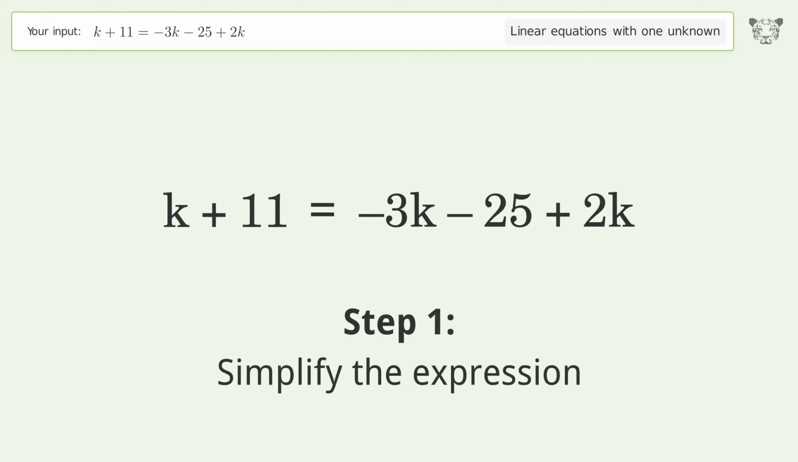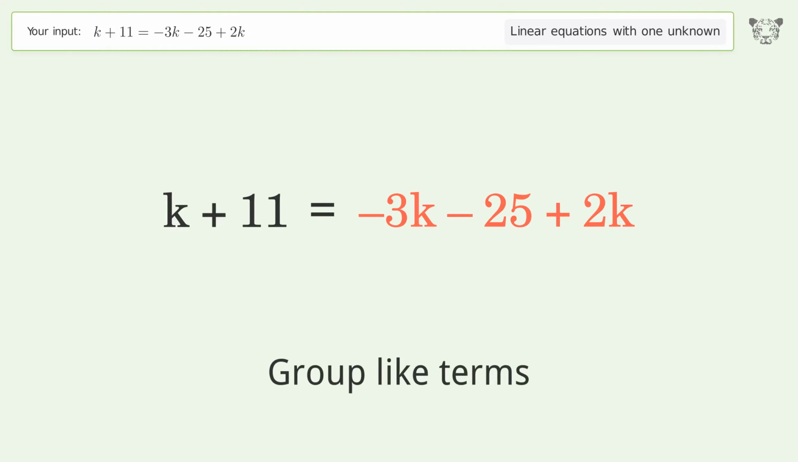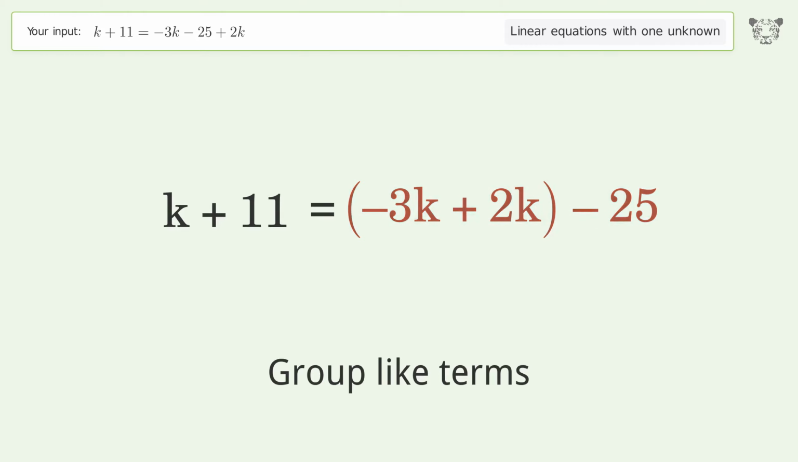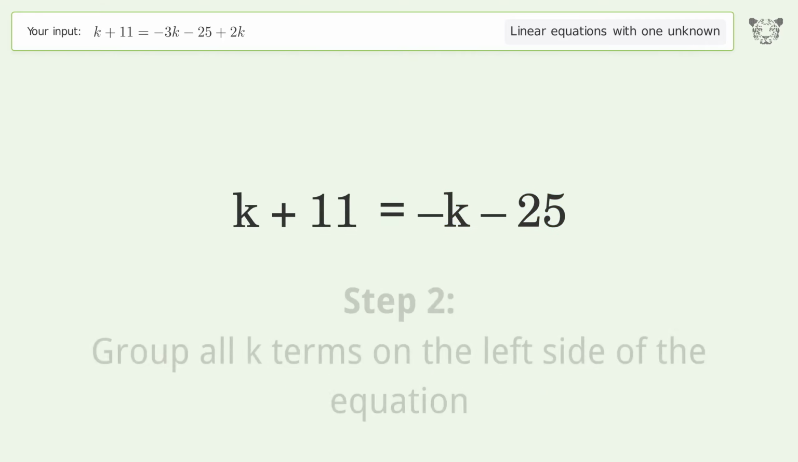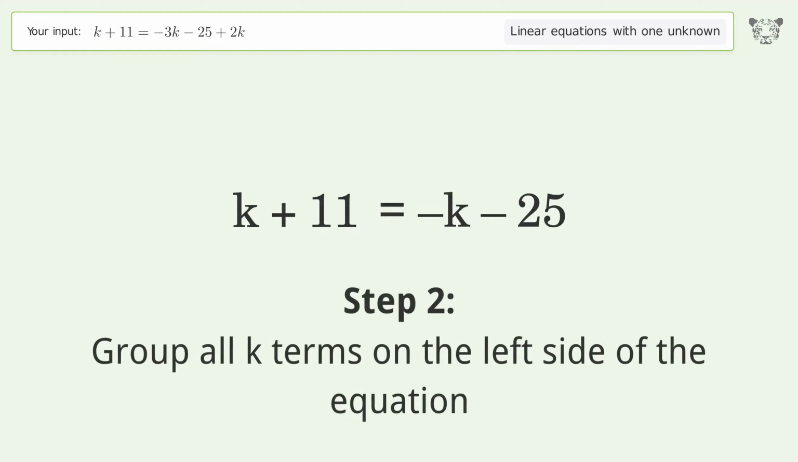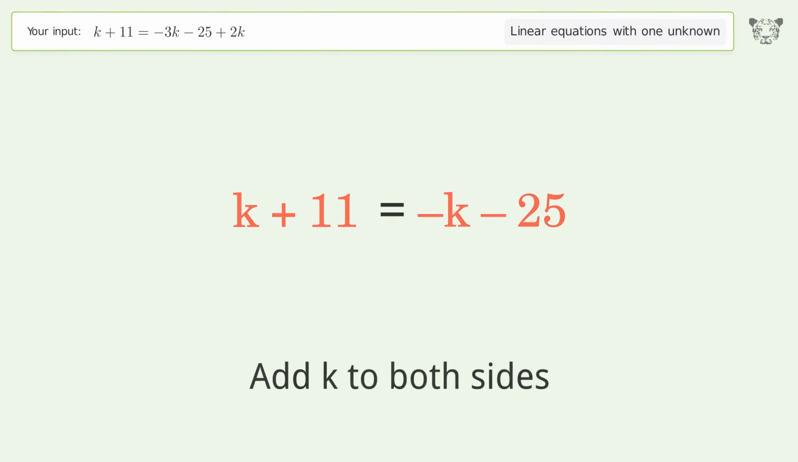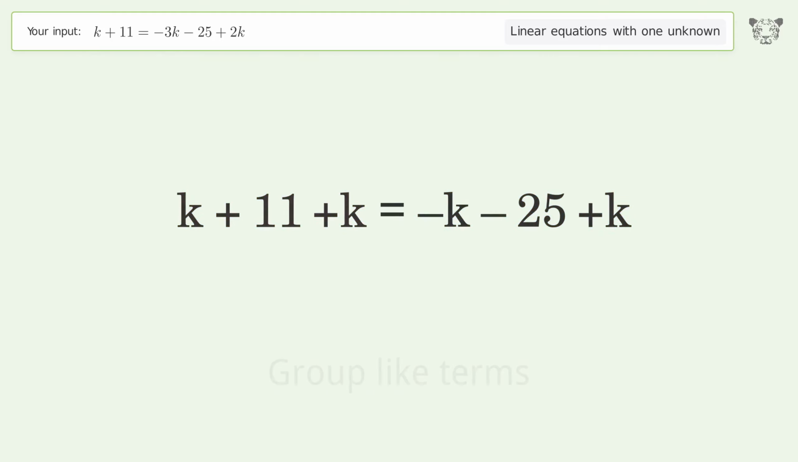Simplify the expression. Group like terms. Combine like terms. Group all k terms on the left side of the equation. Add k to both sides. Group like terms.